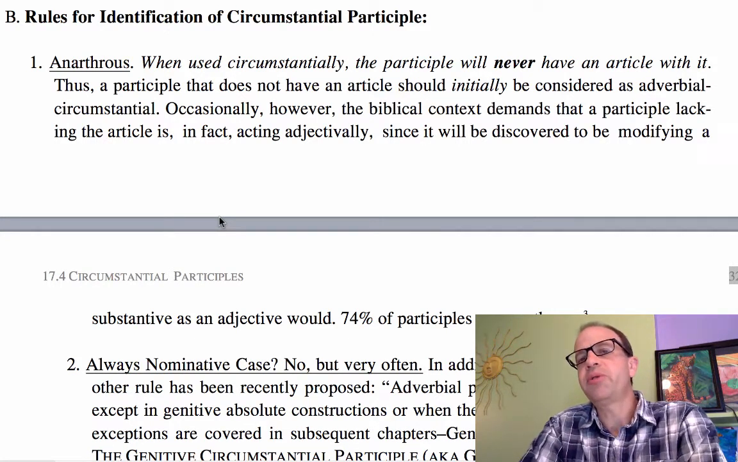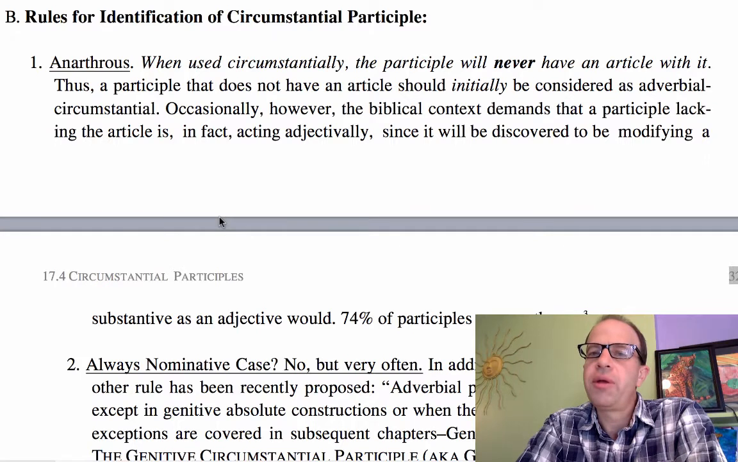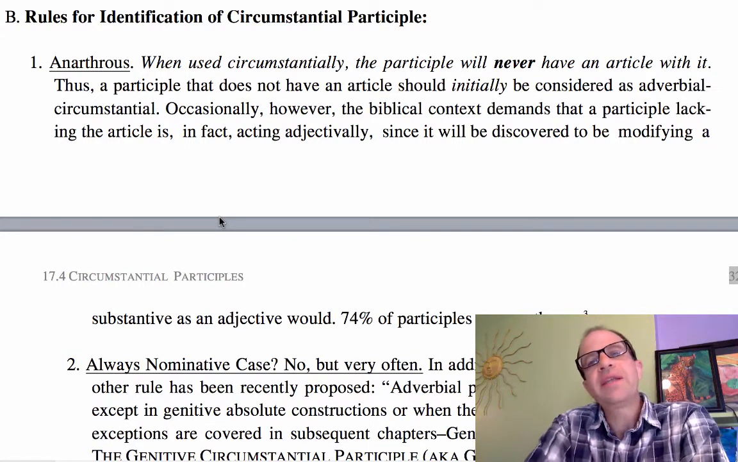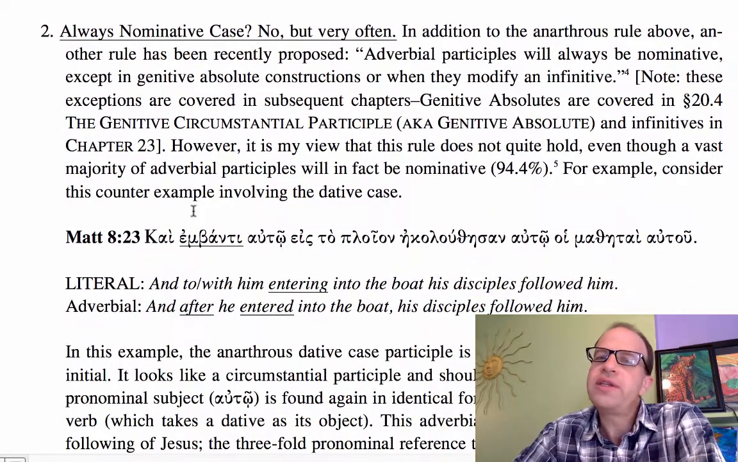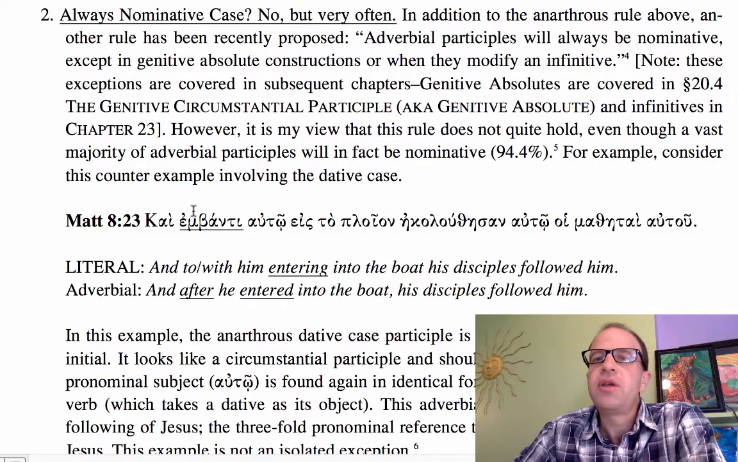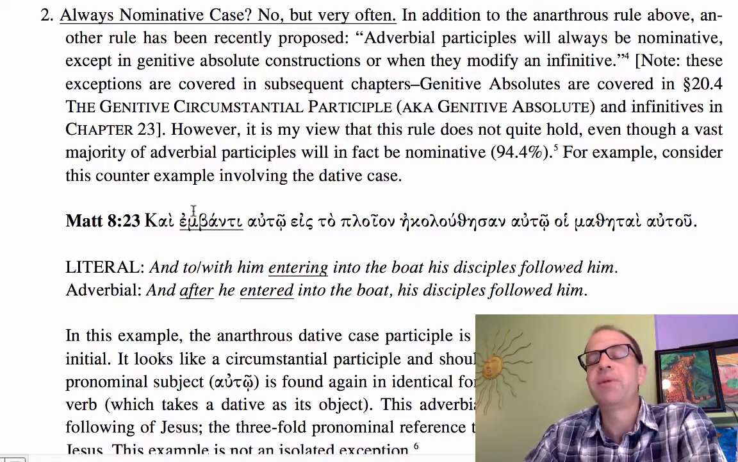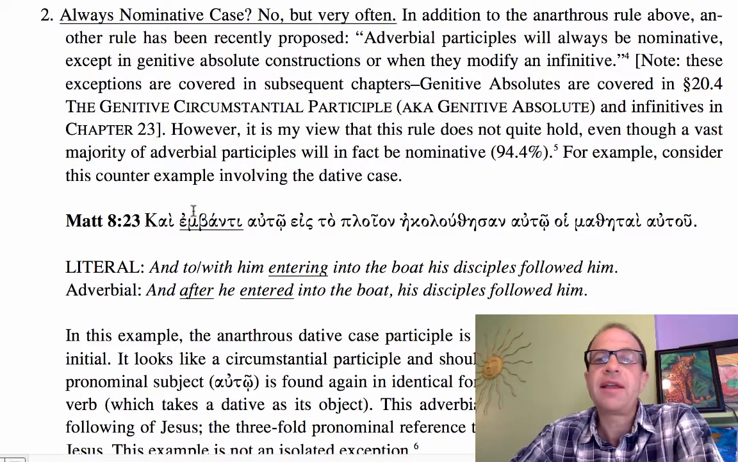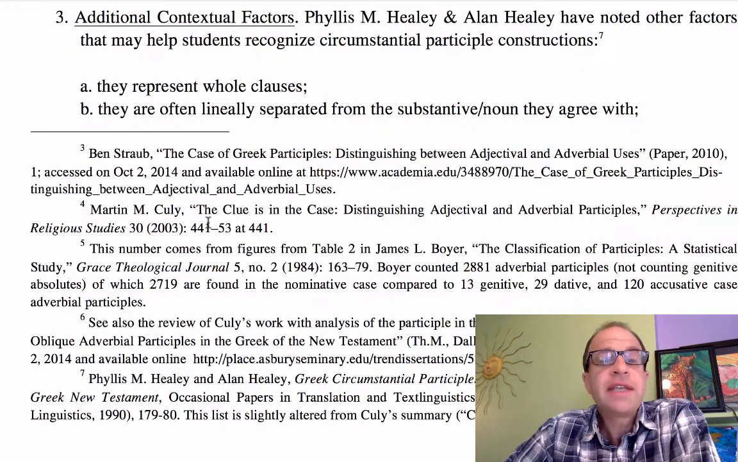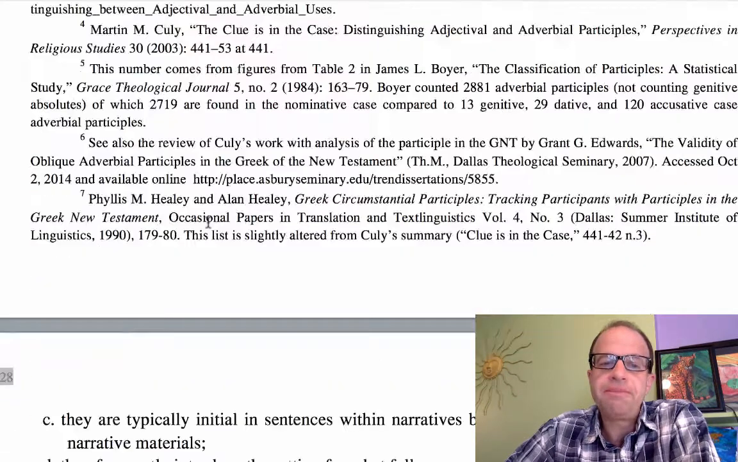How do you recognize a circumstantial participle? A circumstantial participle is going to be modifying a verb, the main verb, or a verb in a subordinate clause. It will never have the article with it. So that's one indicator of identifying the circumstantial participle. It's almost always in the nominative case as well. That's another clue. It doesn't always have to be in the nominative case, but most of the time it will be. So no article, often in the nominative case. Those are good clues that you're looking at a circumstantial participle. Phyllis Healy and Alan Healy have some additional contextual factors that are worth looking at.